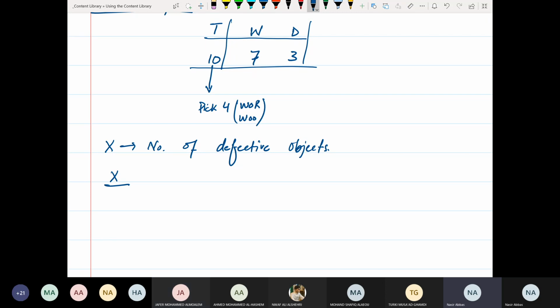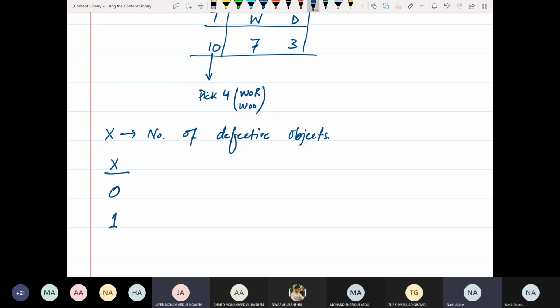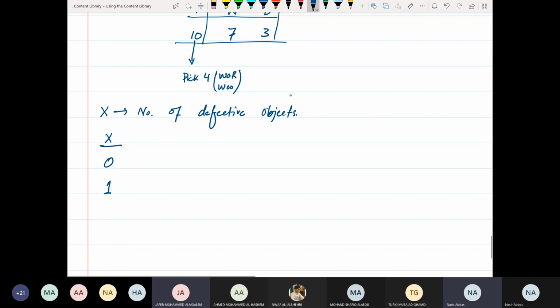Number of defectives. Can it be 0? Can I have 0 defective in my sample of 4? Yes, I can have 0. Can I have 1? Yes, I can have 1. What else? 2 is another possible value. And 3. And I'm picking 4. Can I have 4? No. Why? Because I only have 3 defective objects in the population, so I cannot have 4 defective in my sample. So these are all the possible values of X.